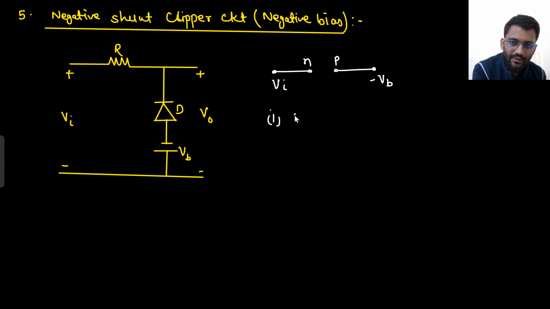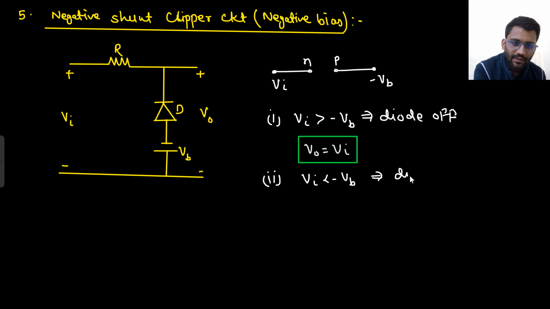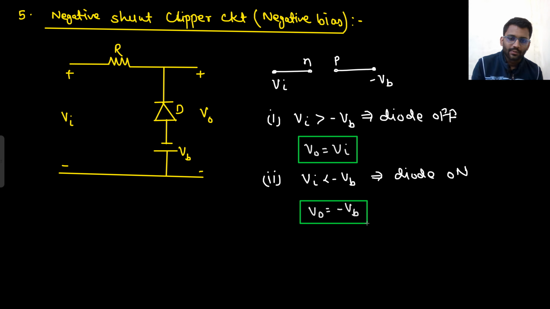So let's take the first one. When V in is greater than minus VB, at that time what will happen? The diode will be off. And if the diode is off, that means V out will simply be equal to V in, right? Well and good. Secondly, when V in is less than minus VB, that means the diode will be on. If the diode is on, then the diode will be shorted. V out will simply be equal to minus VB. Now you can just draw the transfer characteristics between V out and V in.